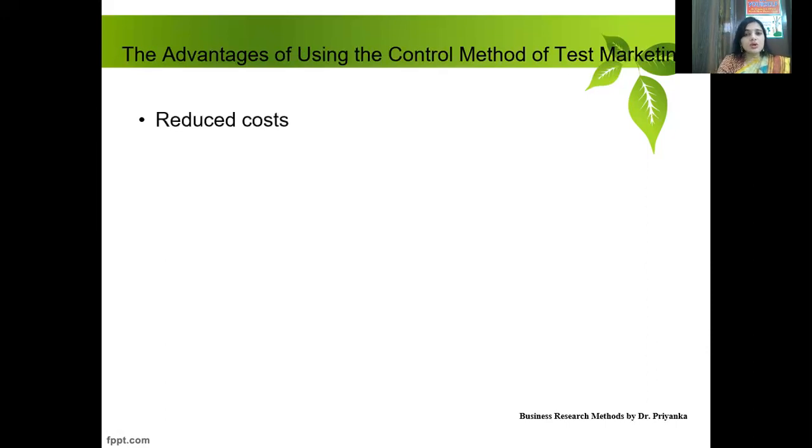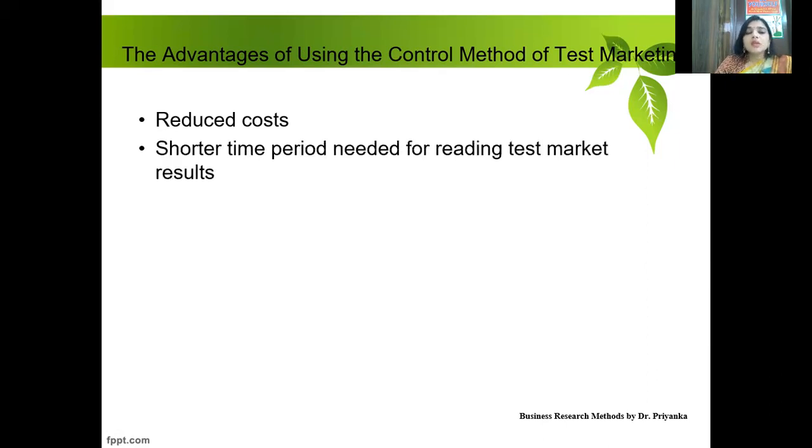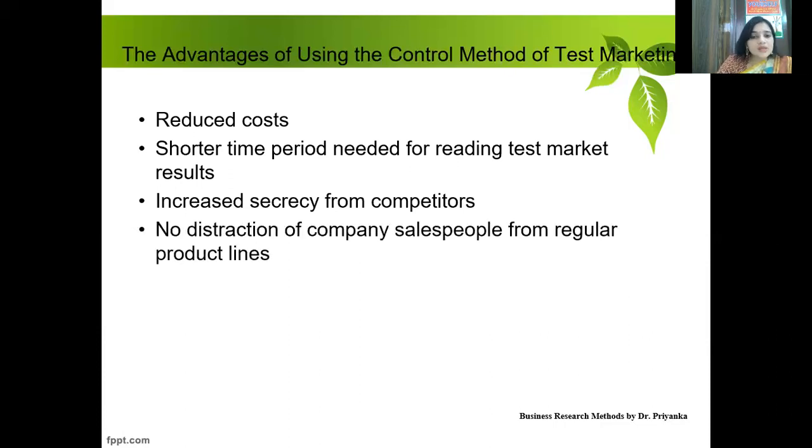The advantages of controlled method of test marketing are it reduces the cost. Then shorter time period needed for reading test market results. Yes, when you go with smaller city, you go with little less time span. Or increased secrecy from competitors. Yes, it is, because more the time you take, more the risk of losing the secrecy would increase. No distraction of company salespeople from regular product lines.